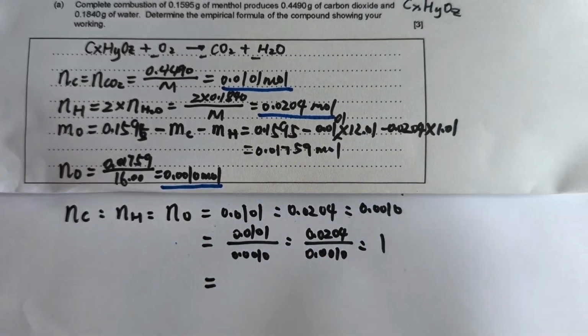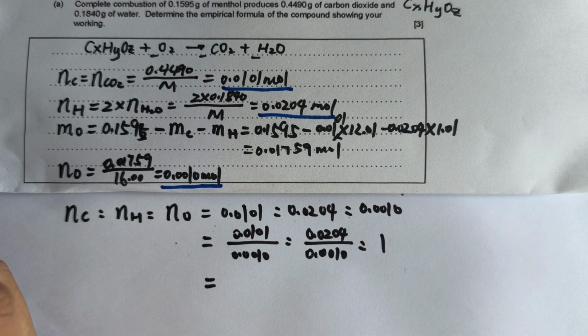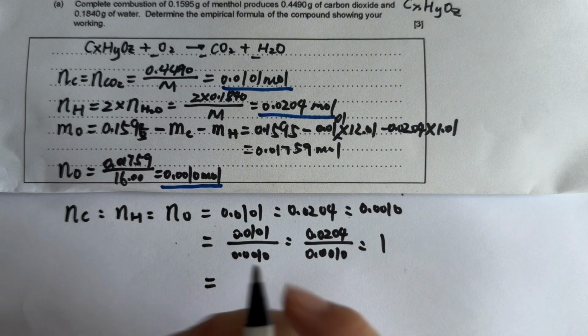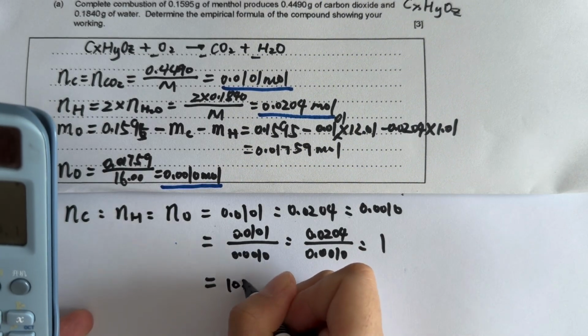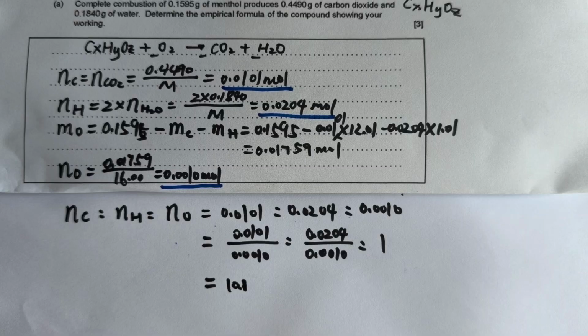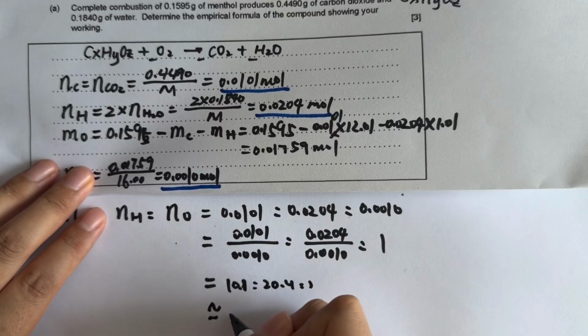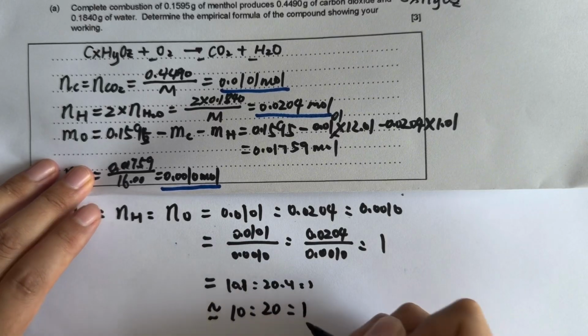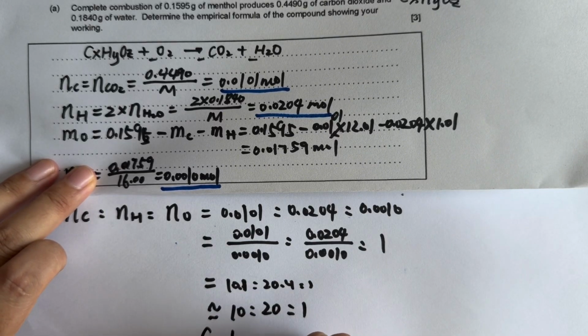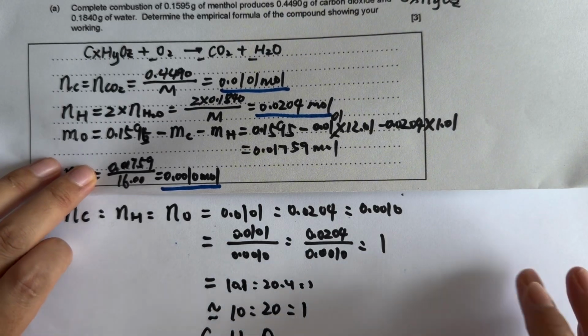And then you can work it out. So it works out to 10 to 20 to 1, and the empirical formula will be C10H20O. So this is the final answer.